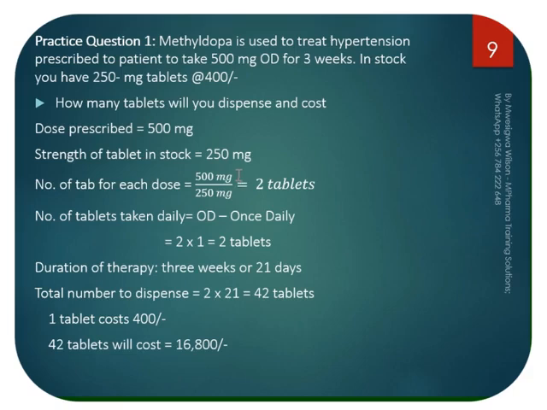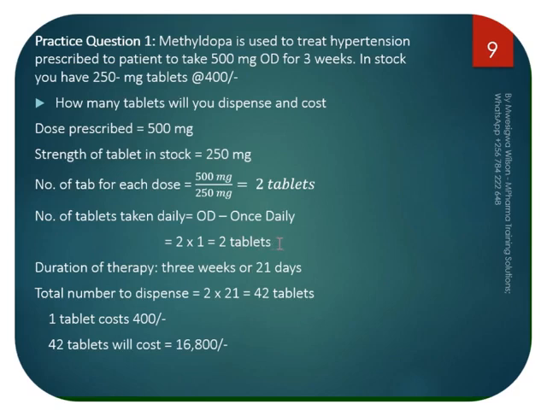So here I get 2 tablets. Yes, the dose is this and the strength you have is that. Then the number of tablets you have to take daily. Interpret what the frequency means. This is once daily. So the number of tablets is 2 times 1, giving you 2 tablets.